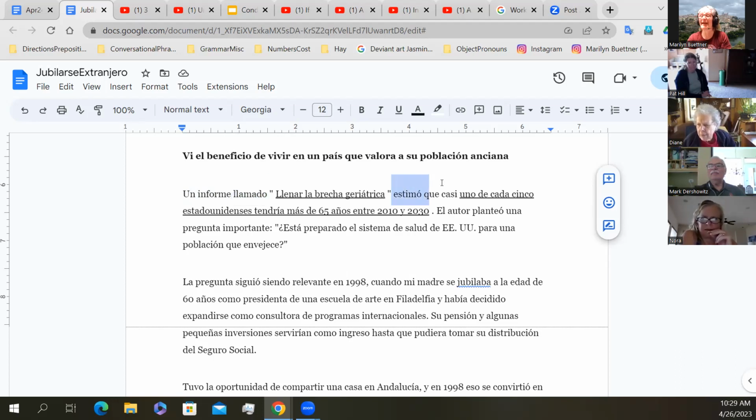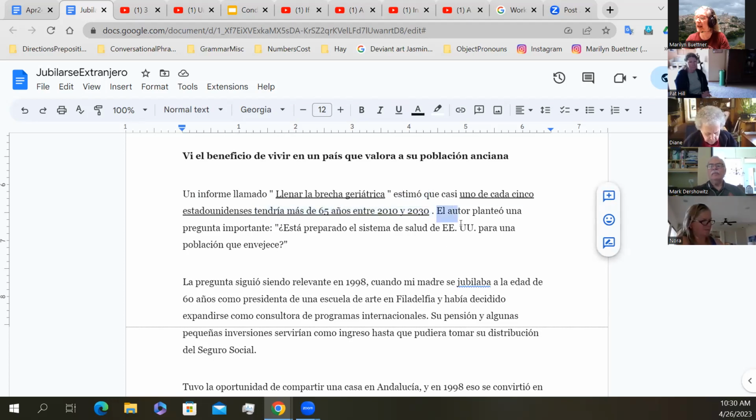Estimó comes from estimar. It's pretty much a cognate. So estimar is estimated. The informe estimó, estimated, that almost 1 out of every 5 U.S. citizens would be over 65 between these years. Okay, we got the general idea.